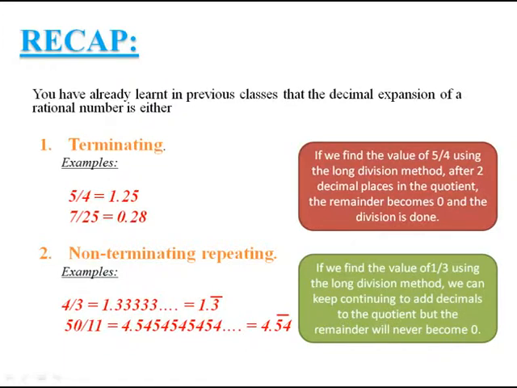But if we find the value of 1 by 3 using the long division method, we can keep on adding decimals to the quotient, but the remainder will never become 0. This is why these decimal expansions are non-terminating and repeating. To represent these numbers, we add a small bar on top of the repeating decimals. 1.33333 is represented as 1.3 with a bar over 3. 4.54545454 is represented as 4.54 with a bar on the 54.